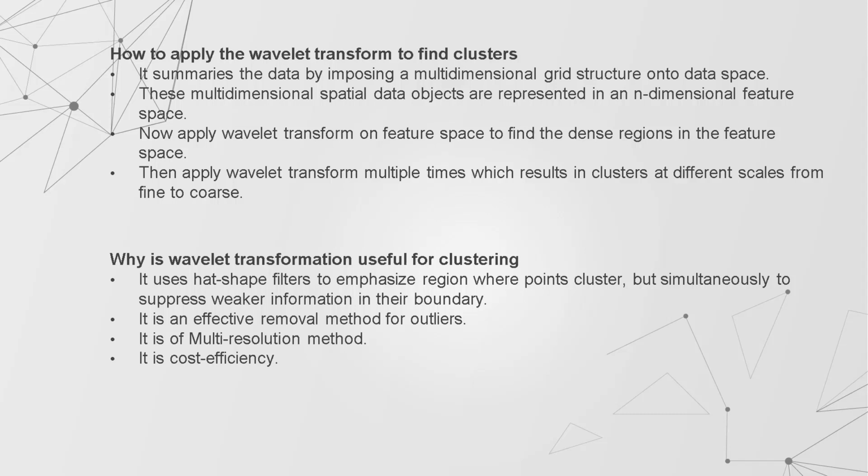Why is wavelet transformation useful for clustering? First, it uses hat-shaped filters to emphasize regions where points cluster, while simultaneously suppressing weaker information in their boundary. Next, it is an effective method for removing outliers. Also, it is a multi-resolution method and it is cost efficient.